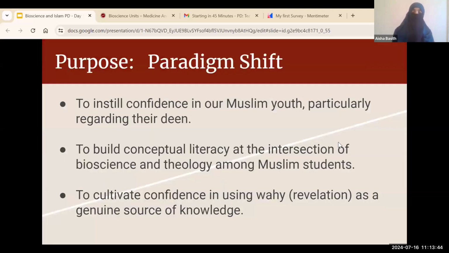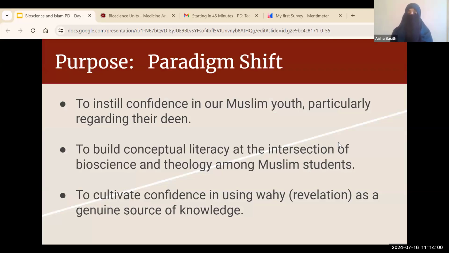So with that, those are our intentions for the professional development curriculum, right? And so for our intentions for our students, what do we want the curriculum to do for our students? These are our main objectives.